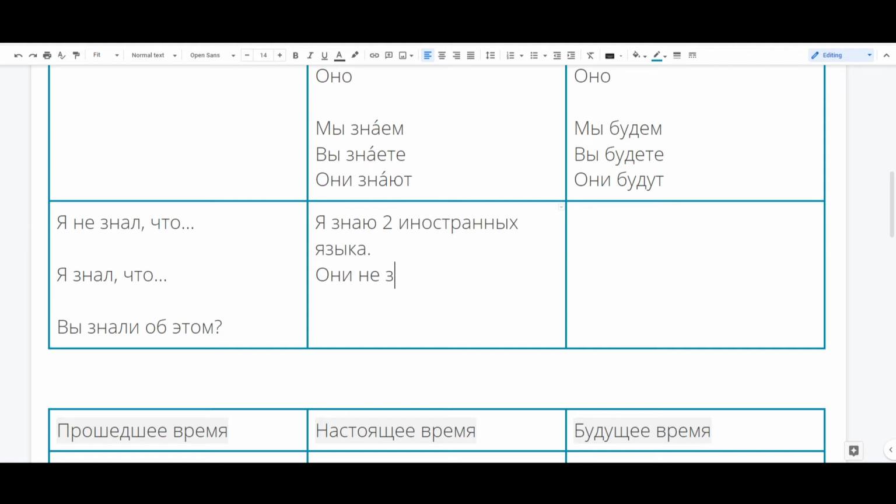Они не знают где магазин. They don't know where the store is. Imperfective verbs are used, as you know, to describe some general facts, repeated action, general statements, or a continuous action. So they just don't know in general where the store is.